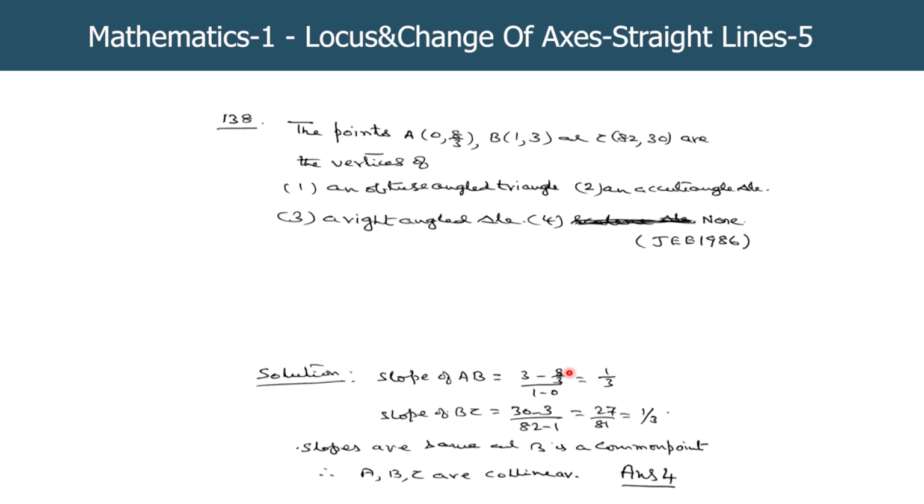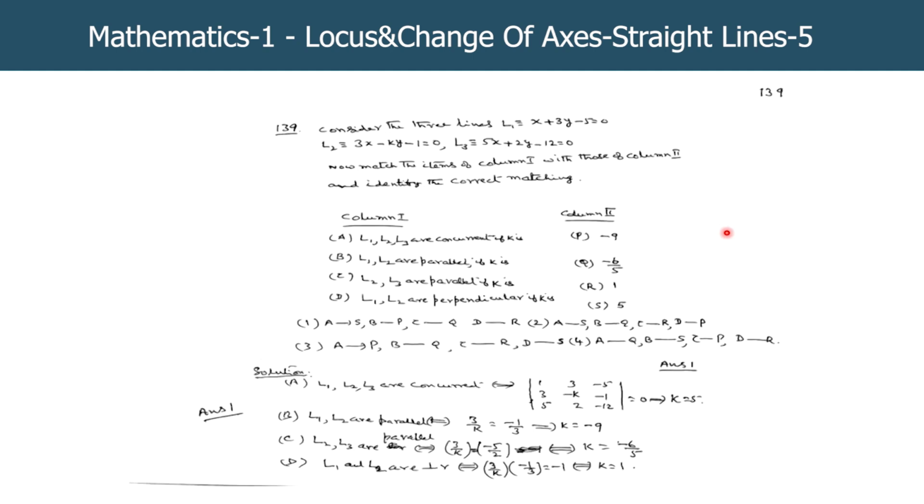Now you know that the slope of AB is equal to 1 by 3 and the slope of BC is also equal to 1 by 3. So slopes are the same for AB and BC. So that means AB and BC must be parallel, but B is a common point, so they are collinear. A, B, C are collinear. So the answer is none of the above, that is option number 4, 139.